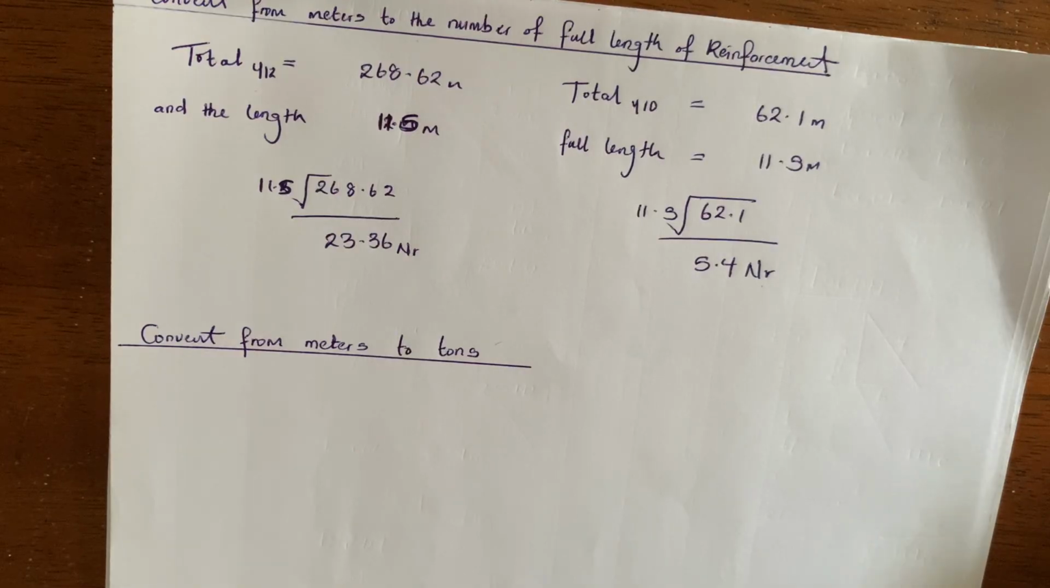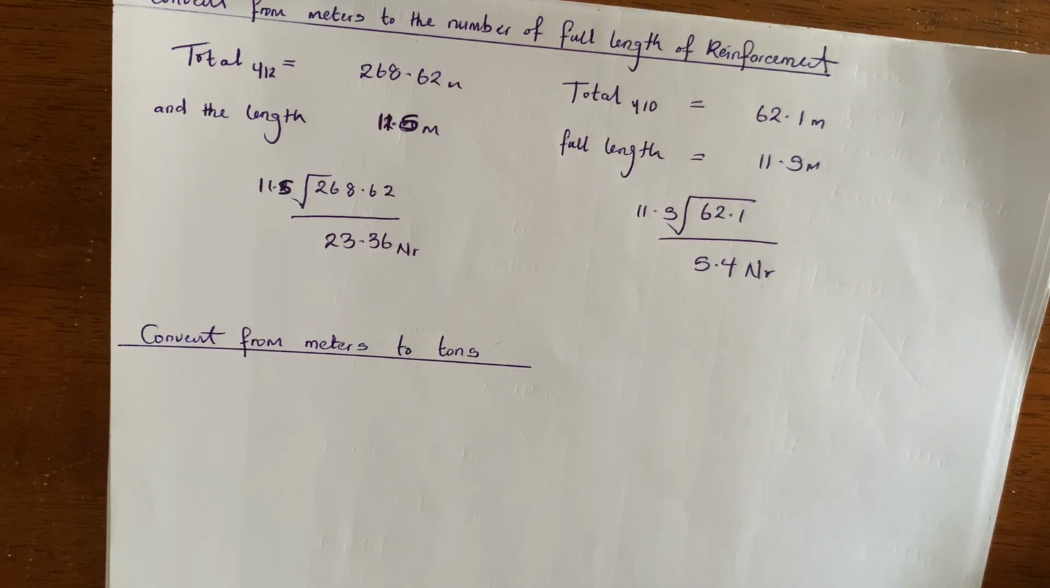So in order to convert the length of your reinforcement from meters to tons, it is very easy. What you are going to be needing, or the steps you are going to be following, are as follows. You first find the total length of your reinforcement for each kind of the reinforcement you are having in the structure, be it Y12, Y10, Y8, whatever. So you find the total length in meters.